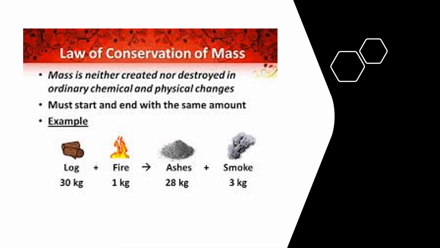For example, if I were to burn a log and produce ash and smoke, it has to be the same amount of mass that I started with. Obviously, we're not going to collect the smoke, so you actually have less ash than what you started with, because there's smoke going off.